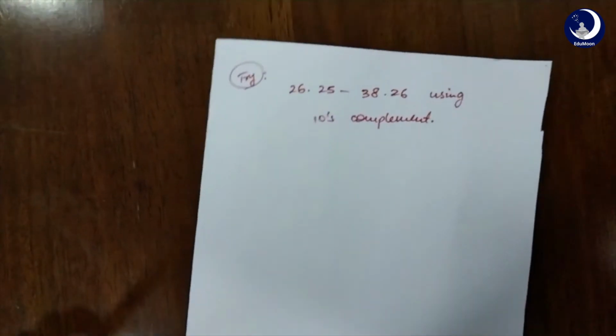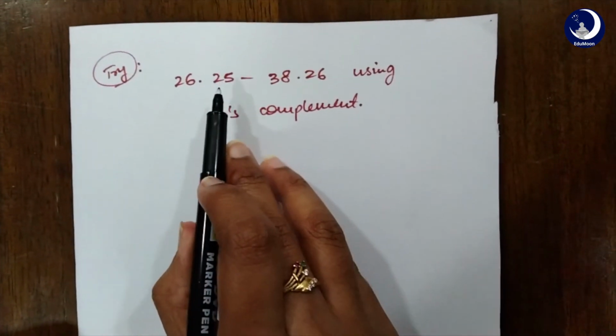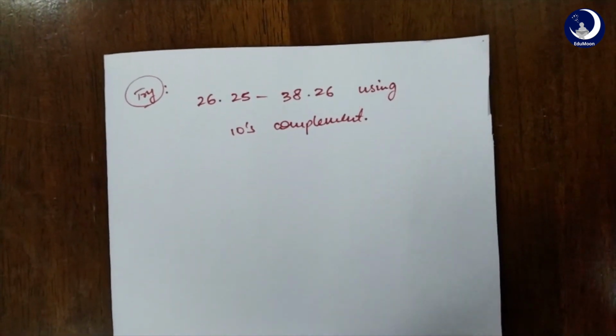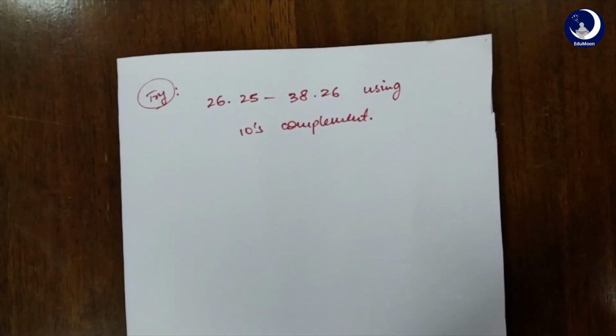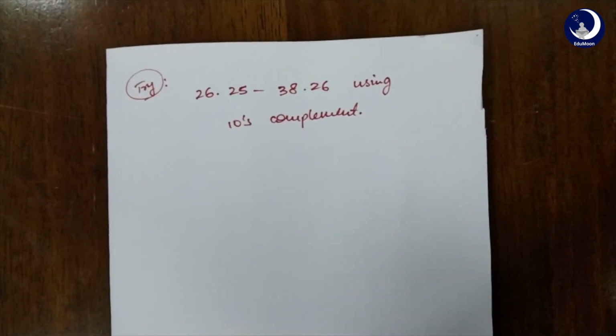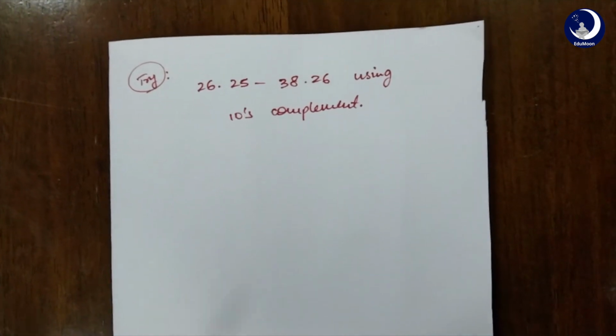I really want you to try solving 26.25 minus 38.26 using 10's complement. All the rules are so similar and so easy. Just try solving this one, then you will have a clear idea about how to do BCD subtraction using 10's complement. I hope you like this session.